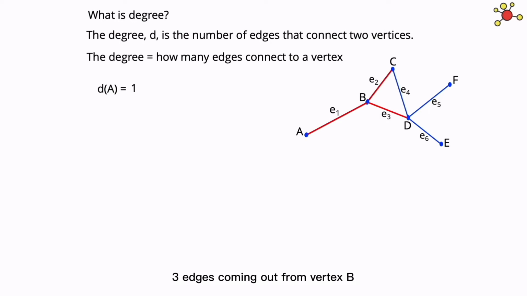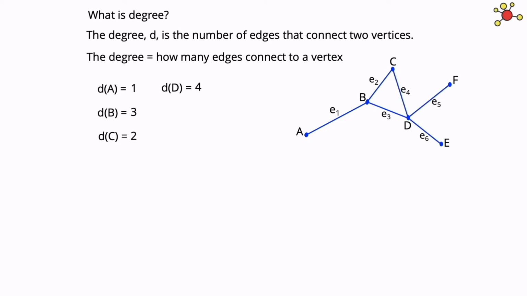3 edges coming out from vertex B: E1, E2, and E3. Degree of vertex B is 3. 2 edges from vertex C: E2 and E4. Degree of vertex C is 2. 4 edges from vertex D: E3, E4, E5, and E6. The degree of vertex D is 4. 1 edge from vertex E: E6. The degree of vertex E is 1. And 1 edge from vertex F: E5. The degree of vertex F is also 1.